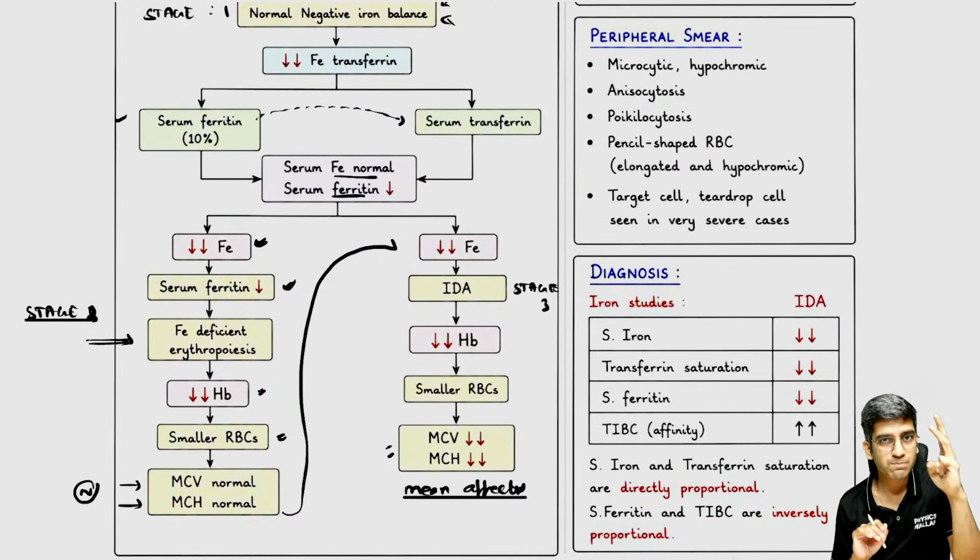IDA pathogenesis is important. Robbins does not describe much in detail, but I want you to know the 3 stages. These are a must. Harrison describes it. Don't forget it. It's a long answer. I would expect a student to know all the 3 stages of iron deficiency anemia, right?